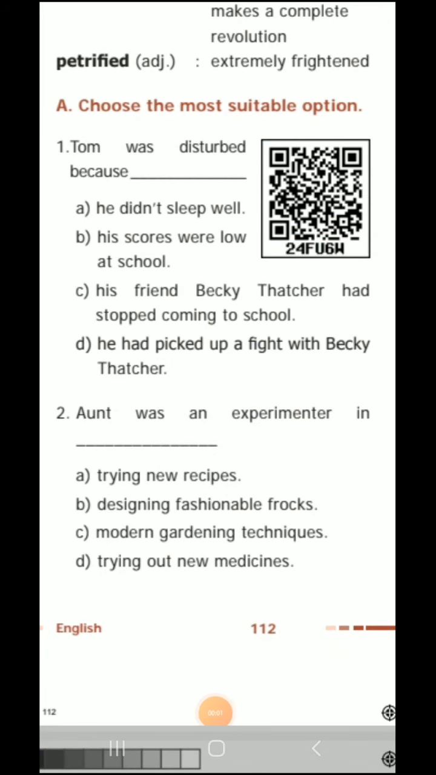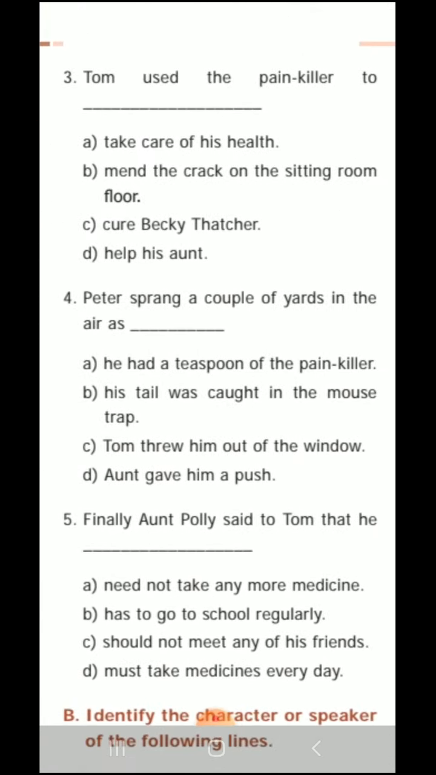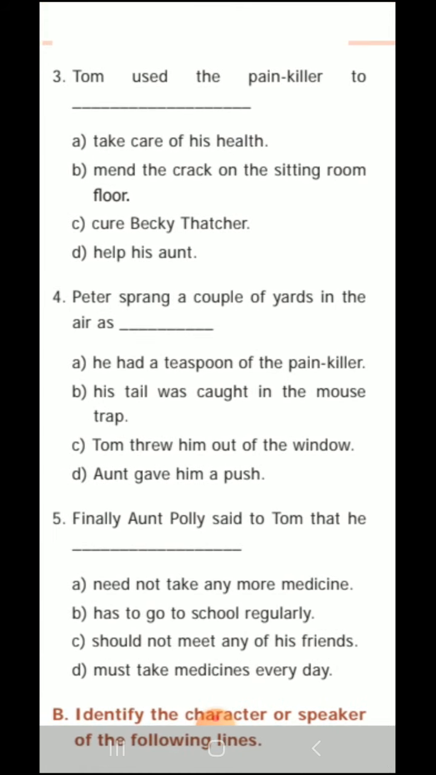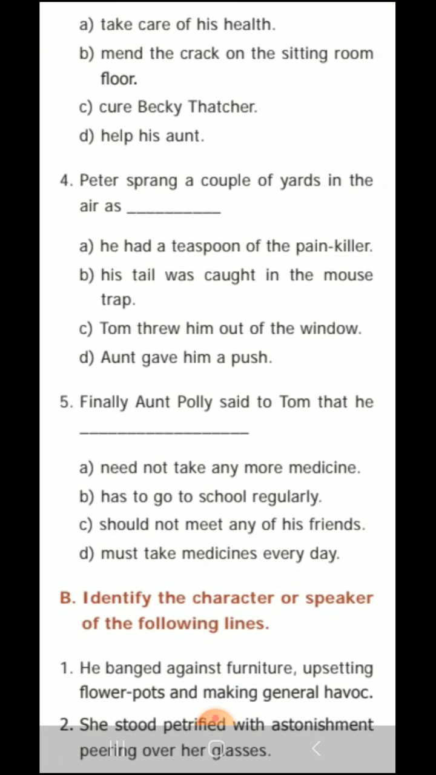Now we will see the book back exercise. See the A part. Choose the most suitable option. See the first question. Tom was disturbed because... four options are there. See the second question. Aunt Polly was an experimenter in dash. Options are there. Next, third question. Tom used the painkiller to dash. Options are there. Fourth question. Peter sprang a couple of yards in the air as dash. Options are there. Fifth question. Finally, Aunt Polly said to Tom that he dash. All these questions have options.